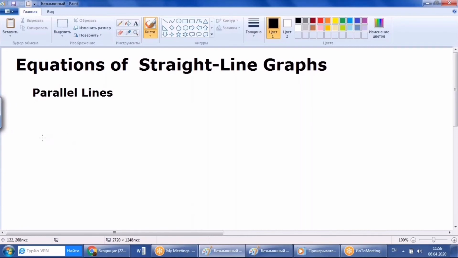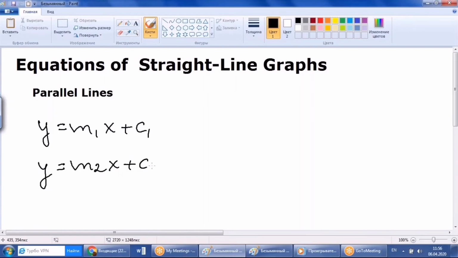Okay, now we'll talk about parallel lines. Lines that are parallel have the same gradient. For example, we have two equations. First one is y equals m1x plus c1, and the second one is y equals m2x plus c2. To find out if our lines are parallel, m1, the gradient of the first equation, should be equal to the gradient of the second equation. This is a property of parallel lines.